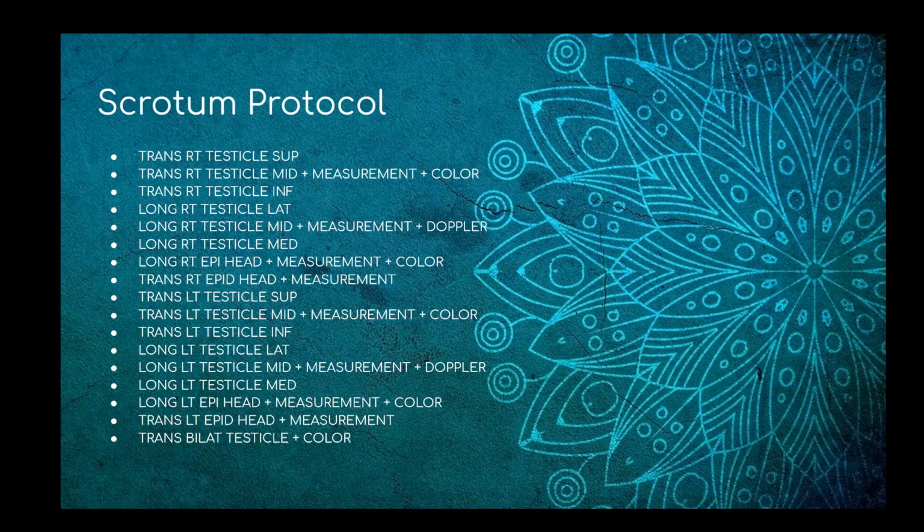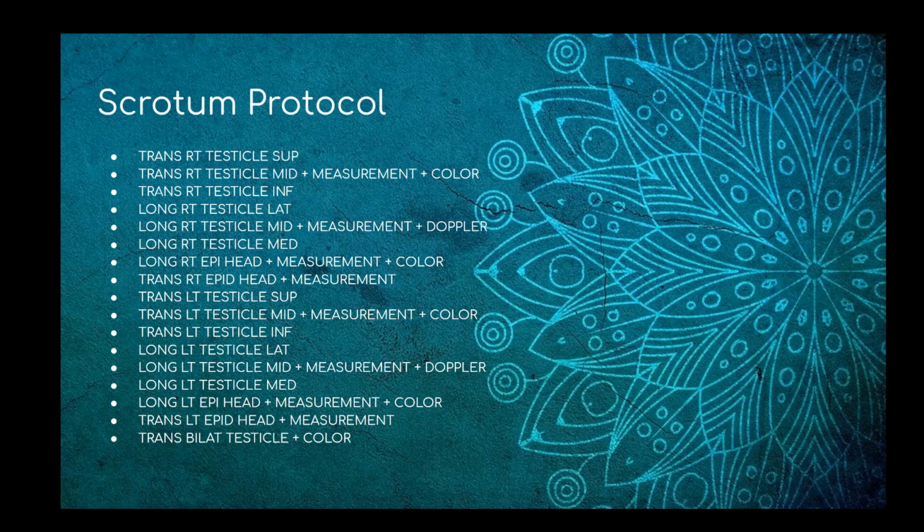And then here's the scrotum protocol. It is very similar to the thyroid protocol. We basically just start in trans on the right side. We work our way down, 3 steps down, 3 steps across, and then we take measurements at mid, and then we're going to do color and Doppler as well.